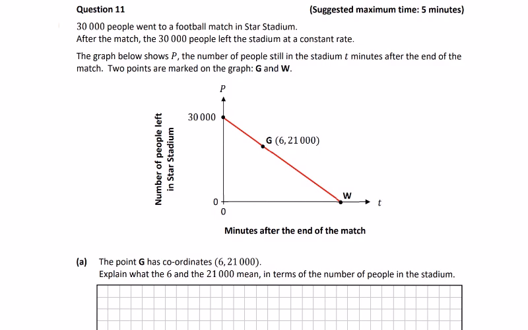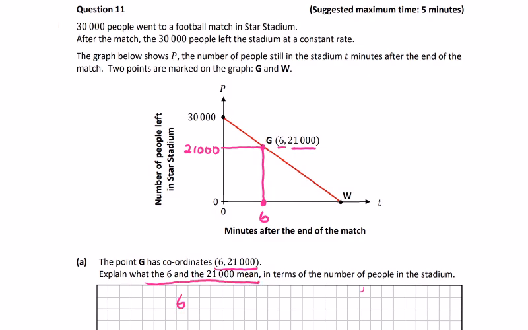Question 11, we have 30,000 people at a football match in Star Stadium, and after the match they left the stadium at a constant rate, which is this red line that we see. It shows the number of people still in the stadium. The graph below shows P, minutes after the end of the match, and the number of people still in the stadium. So they've given us G here, a certain length of time after the match finishes, there are still 21,000 people, and 6 is the x and 21,000 is the y. So at the point G, it tells us has these coordinates. Explain what the 6 and the 21,000 mean.